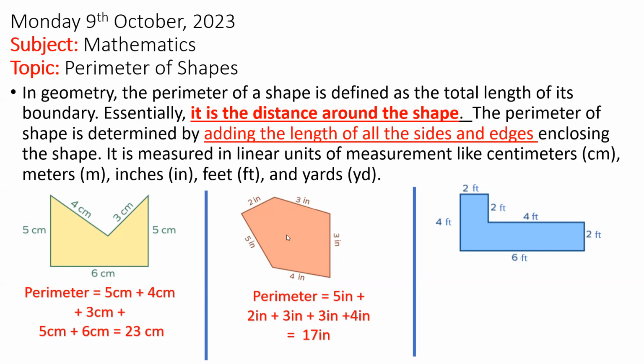Okay, so what we're doing is, for this one, to find the perimeter, you have to add up all of the side lengths. So it's going to be 4 plus 2 plus 2 plus 4 plus 2 plus 6. That's how we find the perimeter. You understand that? Yes, sir. So find the perimeter by adding them.